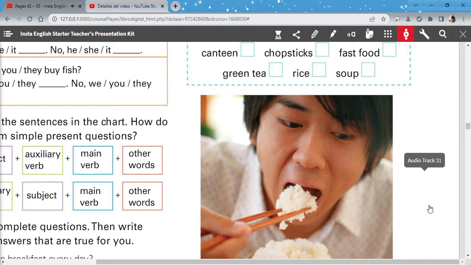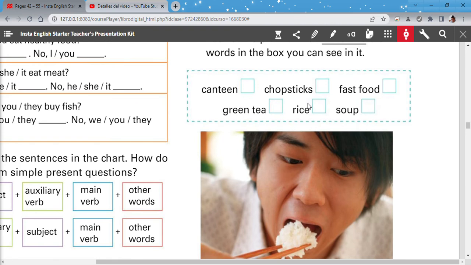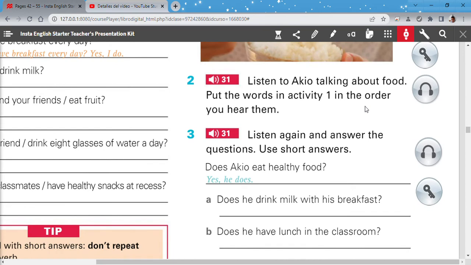Okay, remember, the idea was to listen to the audio and put in order the words from this vocabulary, no? For example, number one, rice. Number two, soup. Number three, green tea. Number four, canteen. Chopsticks for number five, and fast food for number six. I don't write, so the idea is you practice, you work on it, okay? Perfect.